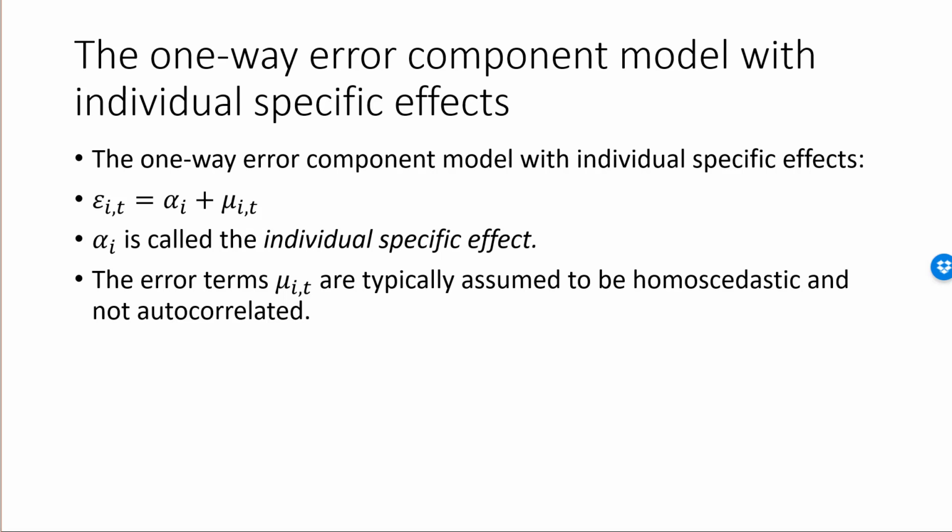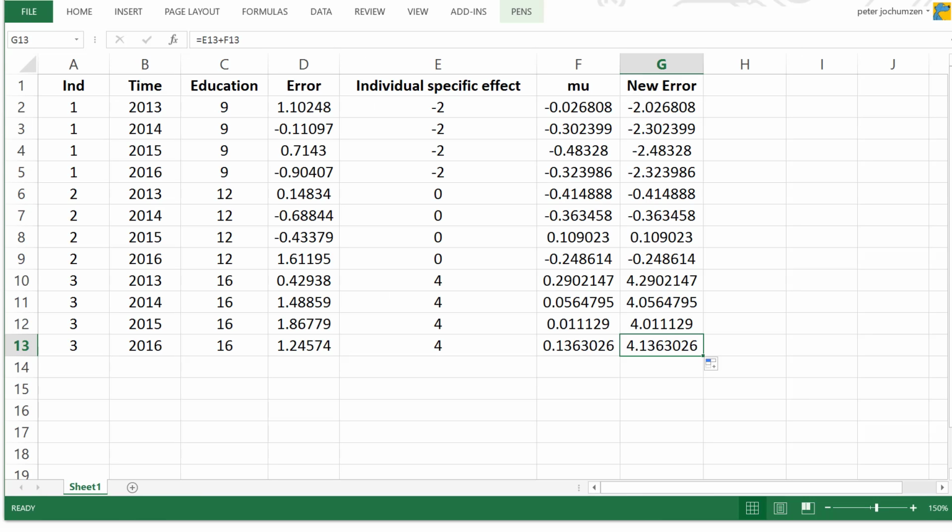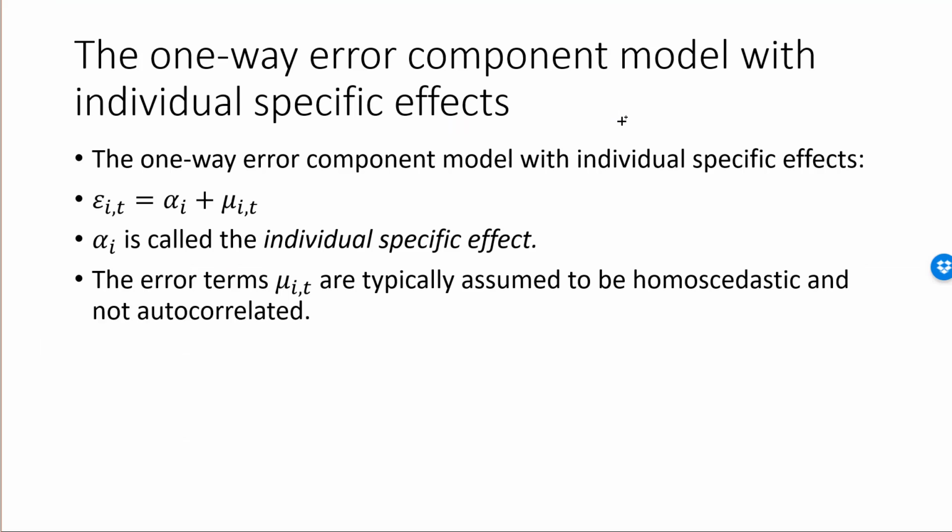More about this later, but we think of them as stationary. We think of the explanatory variables as being exogenous with respect to the mu's. We think of the mu's as being homoscedastic, constant variance over individuals and time, and we think of them as not being autocorrelated. So a nice way of thinking about it is that we basically enter a formula here simulating from some distribution, and we use the fill handle. That is basically the assumption that we make on mu. We think of the individual specific effects as random as well.